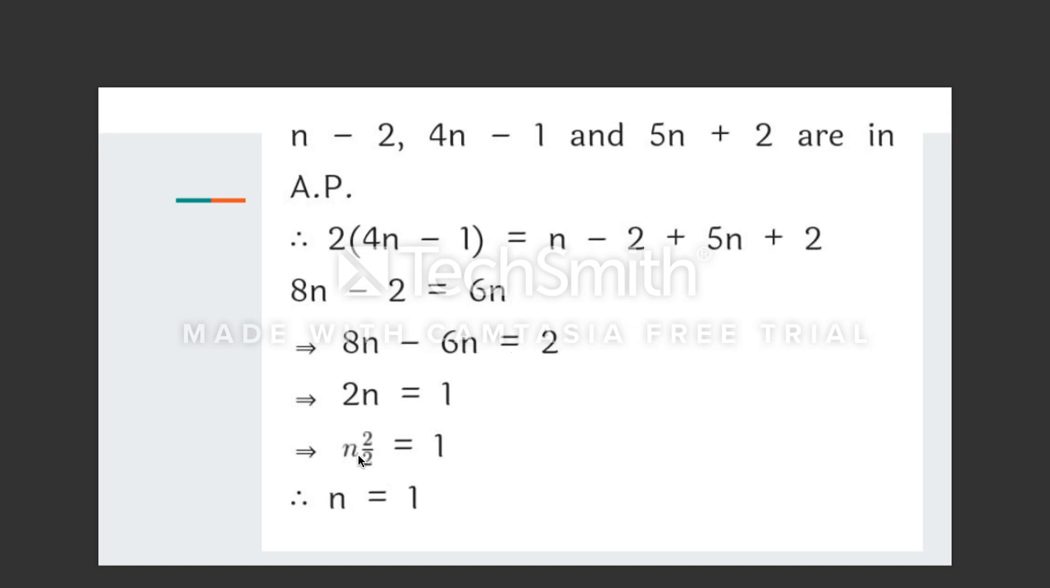So what do you get as n? 2 upon 2, that is 1. Here it is 2n is equal to 2. So n becomes equal to 2 by 2, so n comes out 1. Is this part clear, everyone? Yes. This is 2n, 2n is equal to 2, so n will come out 1.